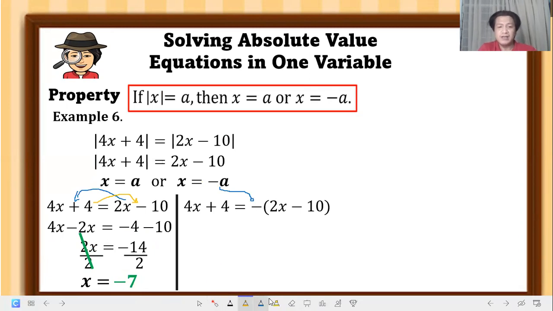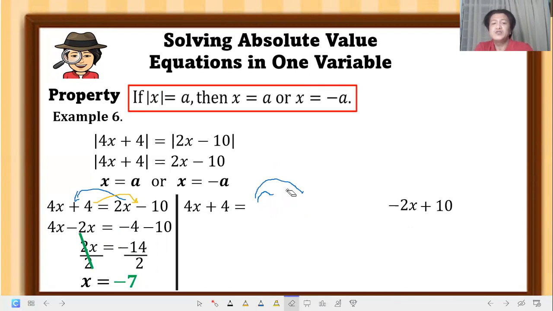Dito naman sa pangalawa natin, we have this. Same procedure ang ginawa natin, di ba? But this time, before you transpose, you have to distribute the negative doon sa quantity natin. Negative, ibig sabihin nito, negative 1 times 2, kaya magiging negative 2x yan. Then, negative times negative 10, magiging positive na siya. And from this, napalitan na po yung sign. Kaya nga isusulat na lang natin siya as negative 2x plus 10. Therefore, from that, you can now transpose.